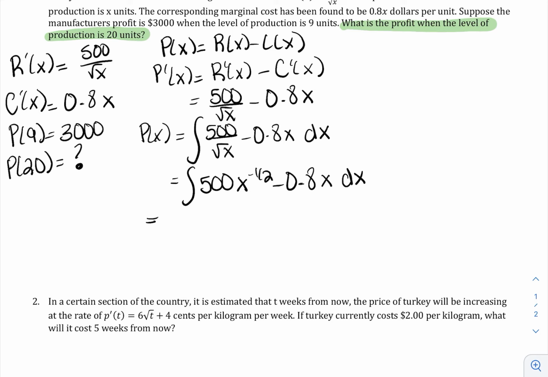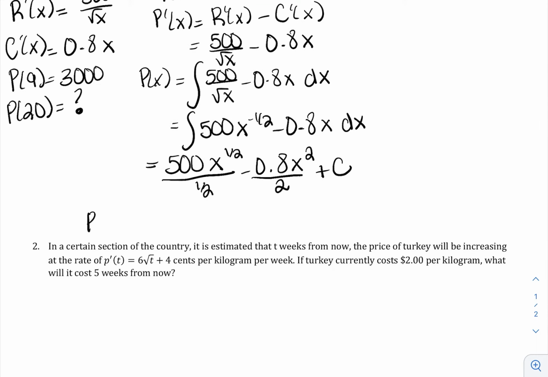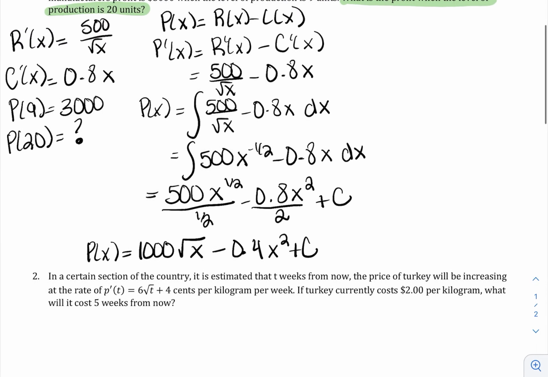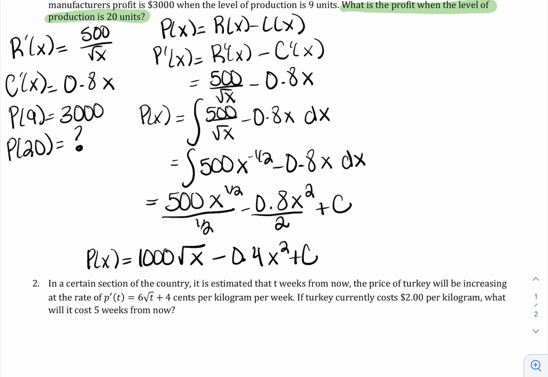So when I find the antiderivative, negative 1/2 plus 1 is a positive 1/2. I divide by this new power. Minus 0.8x, 1 plus 1 is 2. I divide by this new power, plus c. So P of x is equal to, instead of dividing by 1/2, I'm going to multiply by 2 over 1. So it will become 1,000 square root of x minus 0.8 divided by 2 becomes 0.4 x squared plus c. But this is the family of antiderivatives, and I want the particular profit.